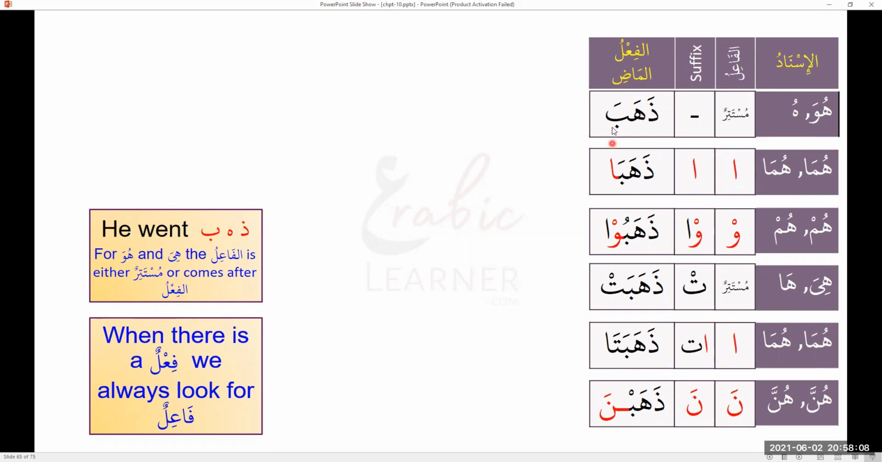Till here, things are difficult: zahaba, zahaba, zahabu, zahabat, zahabata. After that, things are very simple. Why? Because the last letter of the fi'l will always take sukun. Zahab, and with hunna you just add na: zahabna, means they all went. Understood this, brothers and sisters?